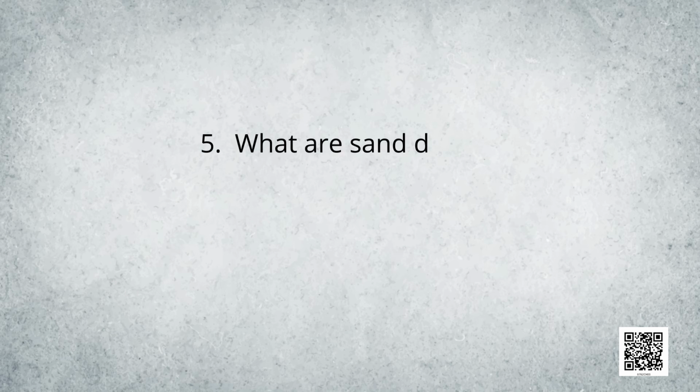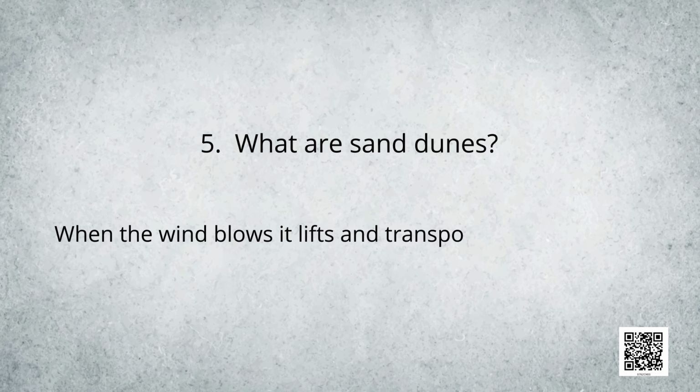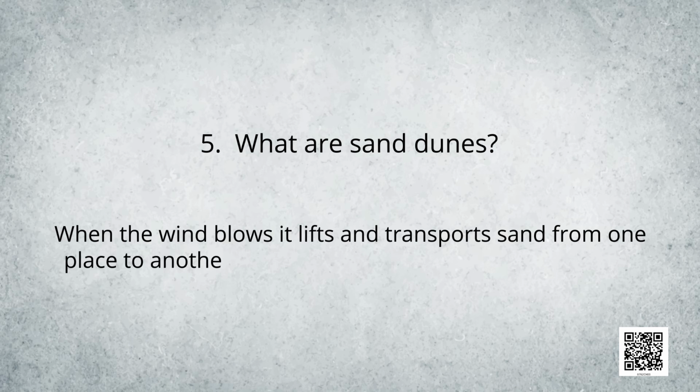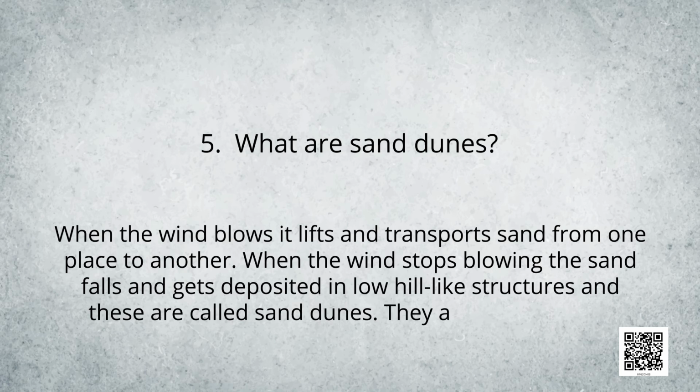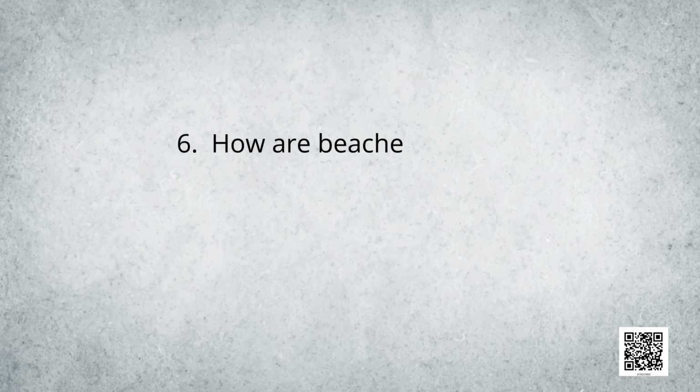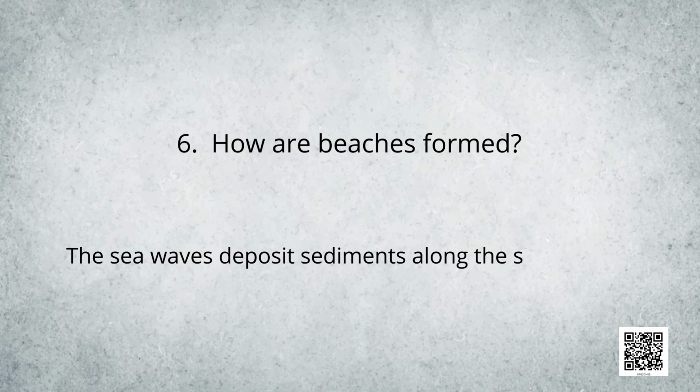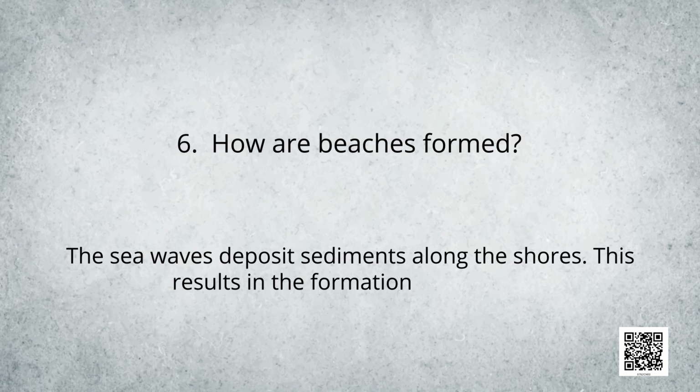What are sand dunes? Correct. When the wind blows, it lifts and transports sand from one place to another. When the wind stops blowing, the sand falls and gets deposited in low hill-like structures, and these are called sand dunes. They are mostly found in desert areas. Okay, my dear children, how are beaches formed? Yes, the sea waves deposit sediments along the seashores. This results in the formation of beaches.